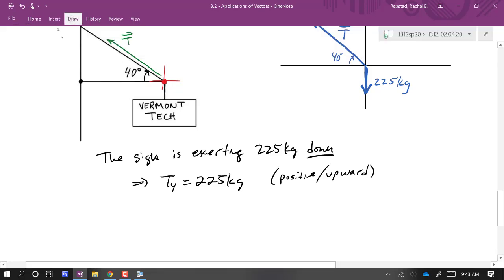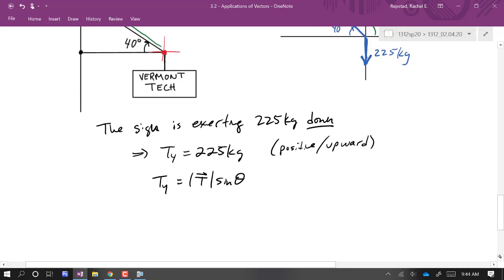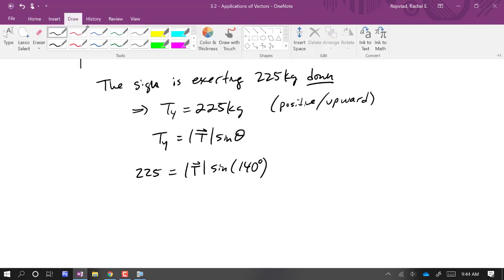So if the y component is 225, that means that since the y component is magnitude times sine of theta, and I'll just see this as 140 degrees, the y component's the same regardless. The y component is positive in both the first and second quadrants. So we get 225 is magnitude times sine of 140 degrees. And we can find the magnitude just by dividing both sides by sine of 140 degrees.